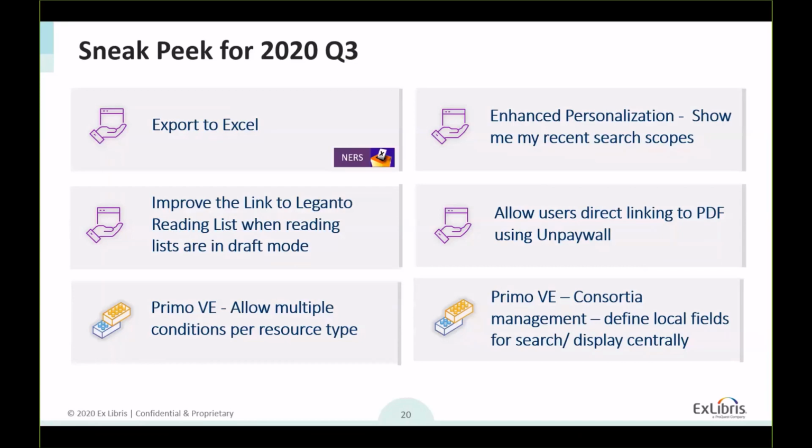For Primo VE, we continue to enhance it and make it easier to configure. For instance, if you would like to configure resource type, we are going to provide you with multiple conditions to determine the resource type. For consortia management, we are going to help you define local fields for search and for display centrally. In this quarter, we did the enhancement to help you define a local resource type centrally. Now, in the next quarter, we are going to allow you to more easily define local fields for search and display for all of the consortia.